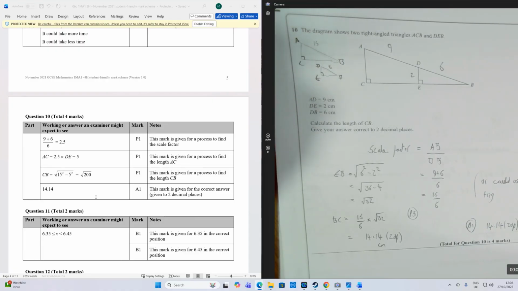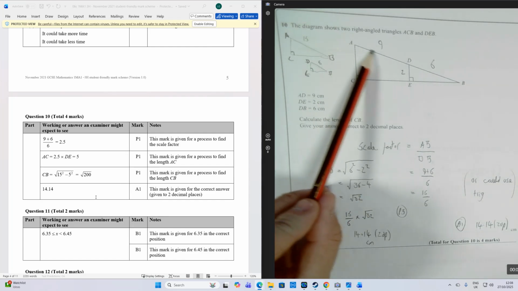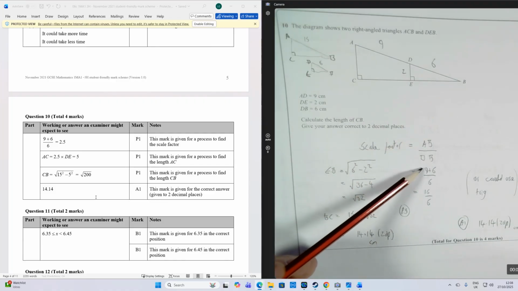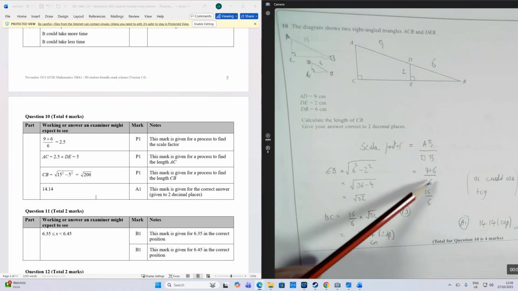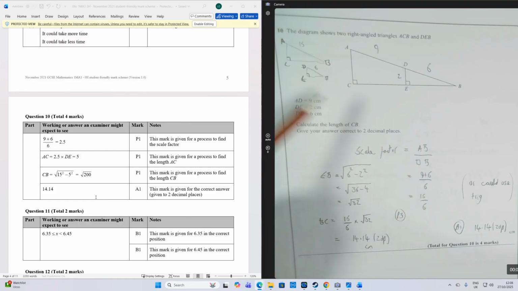So step one is to work out the scale factor of enlargement. Now the scale factor of enlargement is going to be given by dividing the long side by the corresponding short side. So in this case, the 9 add 6, 15, divided by 6. That's our scale factor. That's what you'd have to times by to go from the small triangle to the big triangle.